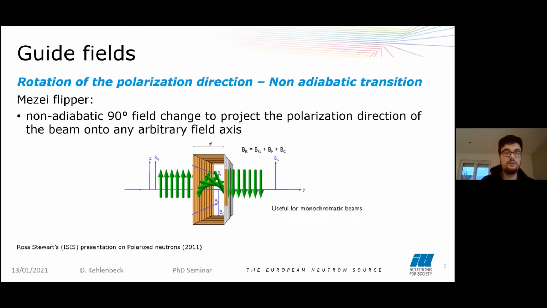To give you also an example, there is the Mezei flipper. Here you can see a schematic representation of a non-adiabatic Mezei flipper used to control the polarization in, for example, a neutron spin echo experiment.